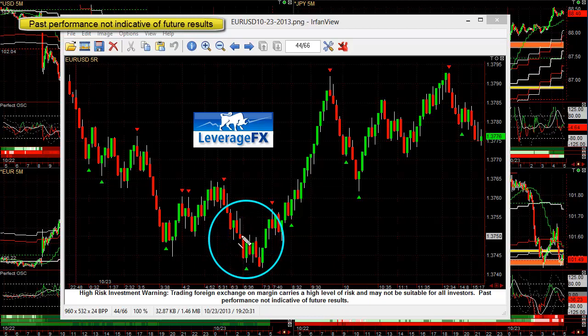When you get a buy signal down here, you might want to wait for the little choppy action to get hit, or you can get in, put your stop underneath here. You might have got stopped out. You get in again, and you rode it up close to 45 pips.